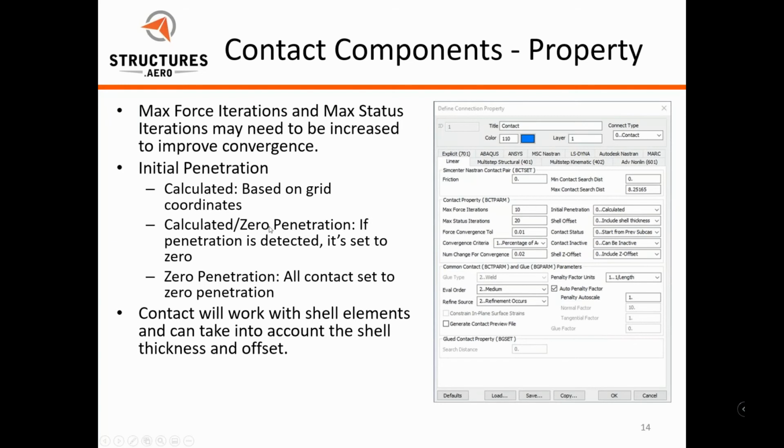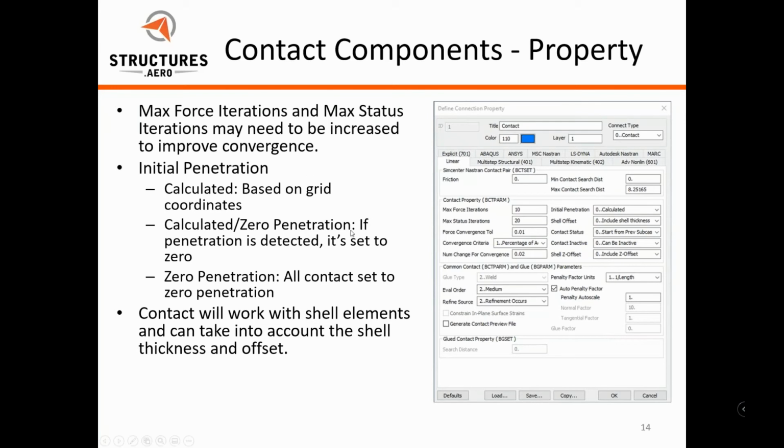Calculated is based on the grids, and think about 2 meshed parts where you might have grids that come close or at least almost encroach into the other based on mesh resolution. This setting takes that into account when determining the penetration. Calculated 0 is pretty much the same, only if it's detected, it automatically sets it to 0. And 0 penetration, as the name implies, sets all the contact to 0 penetration.